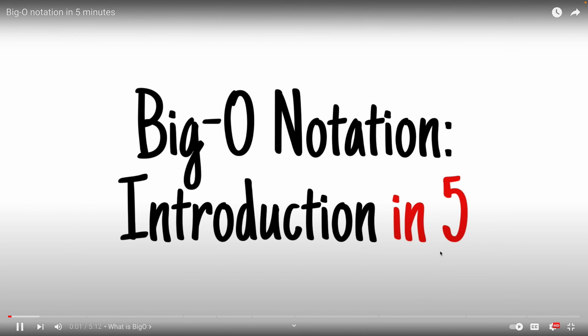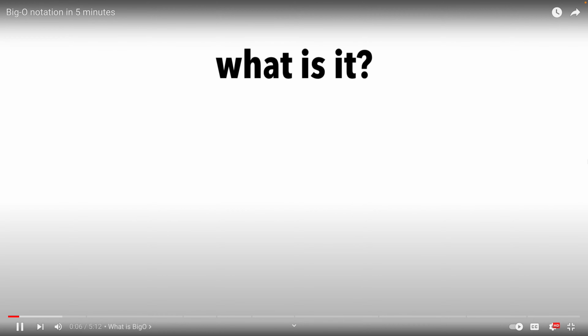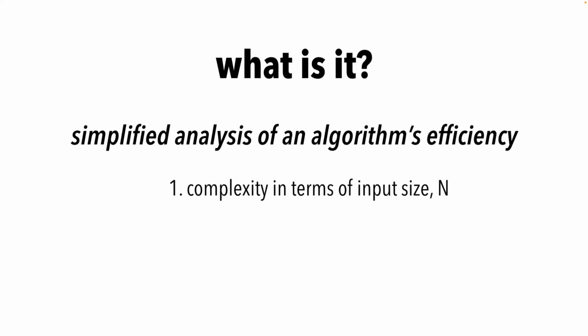Today we're going to learn about Big O notation. So what is it? Big O notation is simplified analysis of an algorithm's efficiency. We cover a lot of algorithms on this channel, and we need a way to compare them and some idea of how long they'll take to run. Big O gives us an algorithm's complexity in terms of the input size, n.